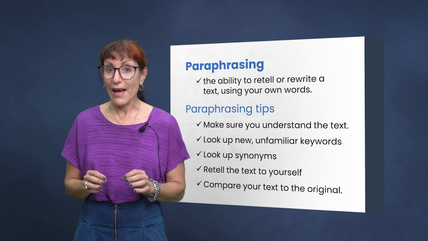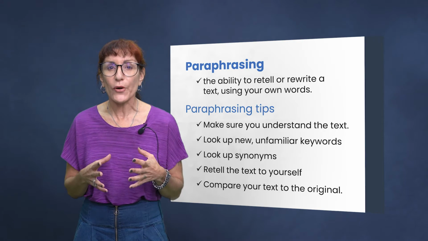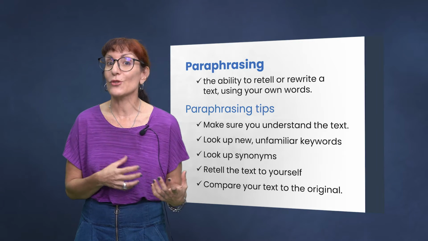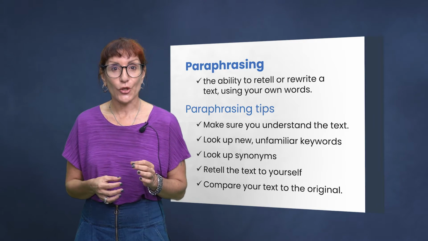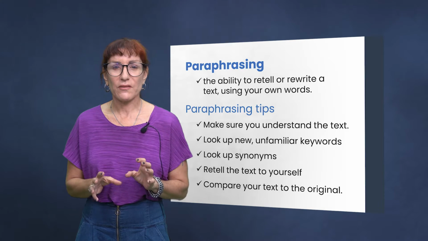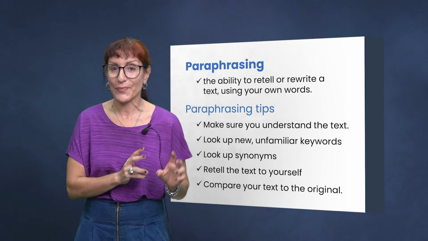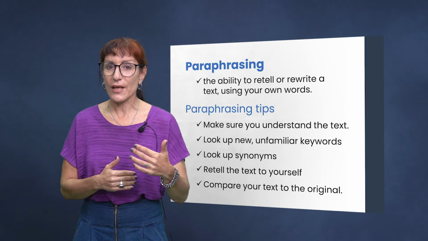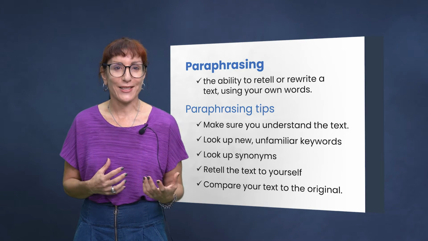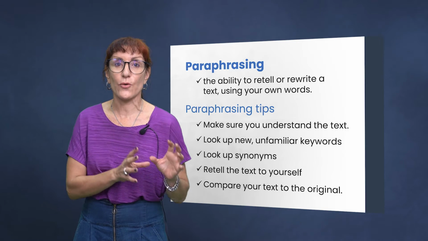First of all, you have to make sure you understand the text, and you have to look up any keywords you are seeing for the first time. You also have to look up synonyms to be able to paraphrase. Make sure you examine enough examples in a sentence. Some synonyms just do not fit with certain phrases, so make sure they collocate. After you've done these basic steps, you have to retell the text to yourself. Imagine that you're explaining to a friend, for example. And finally, you have to always compare your text to the original.